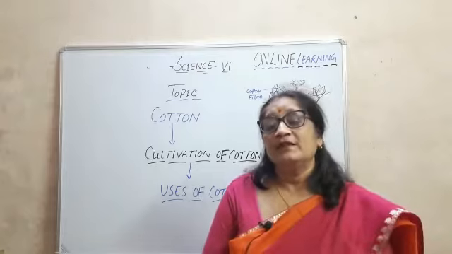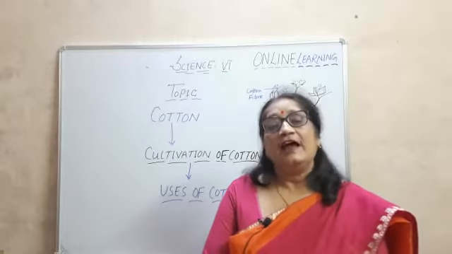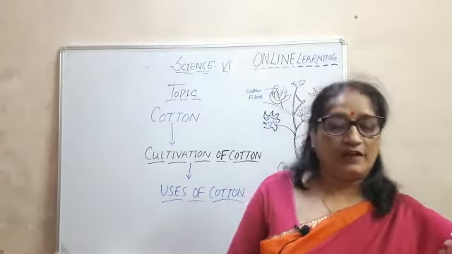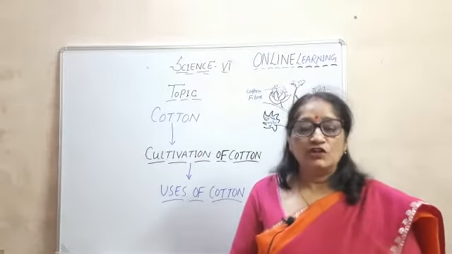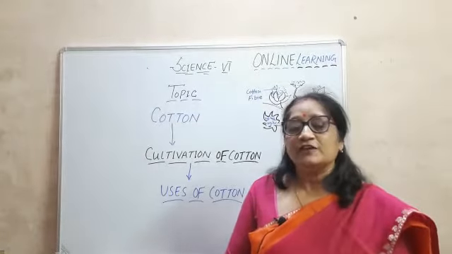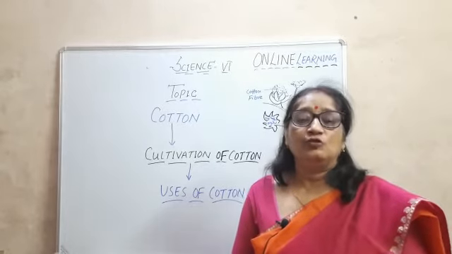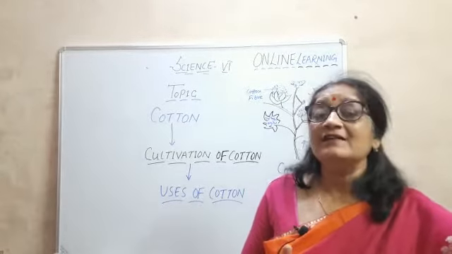The farmer selects the best quality of cotton seeds and sows them into the soil. After sowing, you all know that the moisture of the soil gives the seeds the tendency to grow, to germinate.